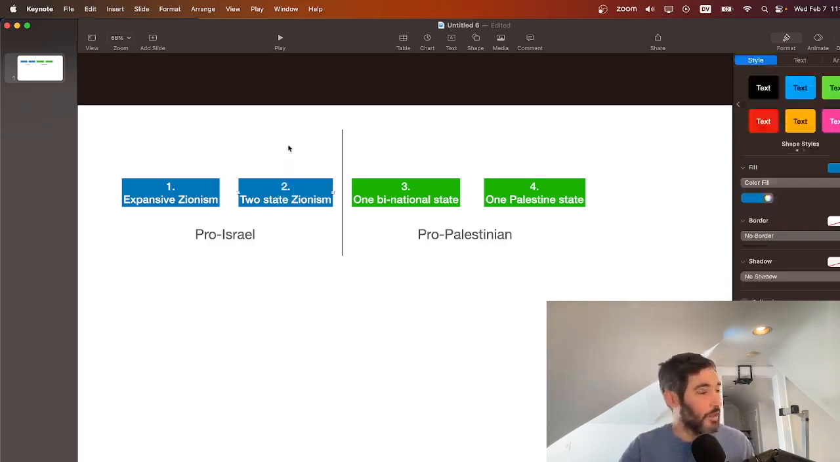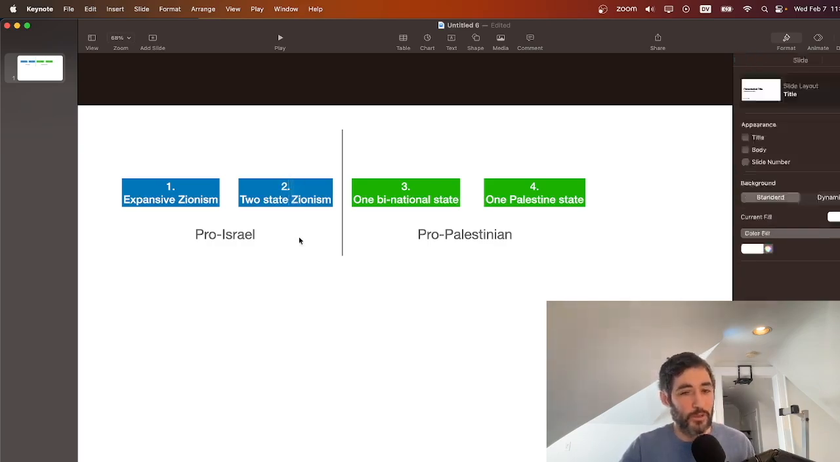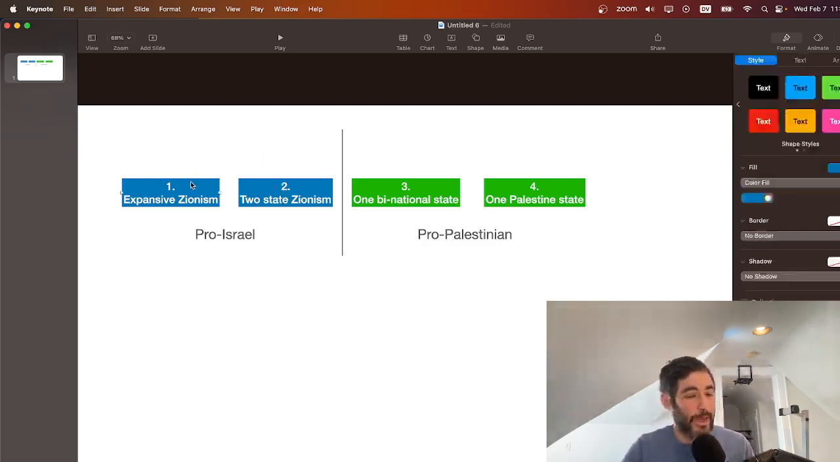Rabin assassination. Two-state Zionism was the peace process that Yitzhak Rabin was engaged in, and he was assassinated by Yigal Amir in the early 90s, I believe, and that really derailed two-state Zionism. With the Oslo Accords, which were happening at the same time, in the aftermath of that, there was a sense that two-state Zionism failed. And then expansive Zionism became ascendant in Israeli society.